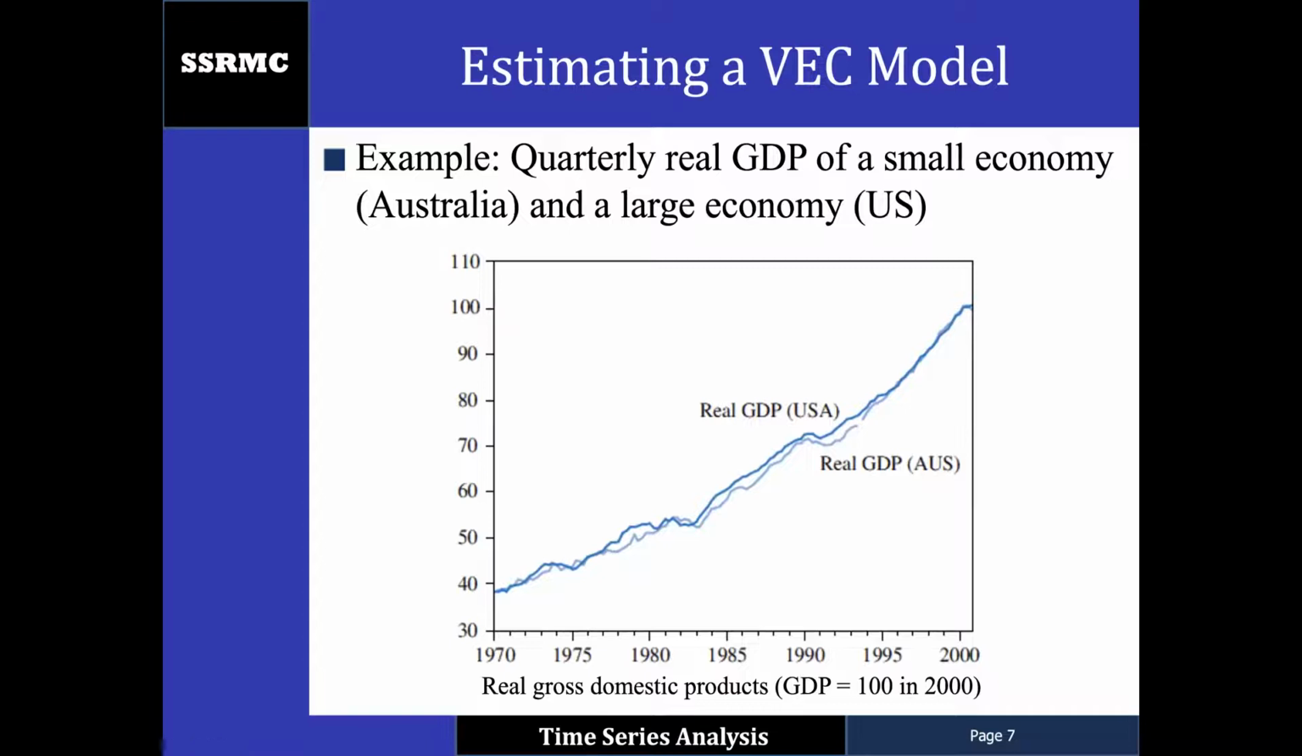Now let's use one example to illustrate how to estimate the model. We have a quarterly real GDP of a small economy, relatively speaking, Australia, and a large economy, the United States. And if we plot the line chart, the time series chart of both series on this diagram, we may notice that both of them are moving together quite closely.